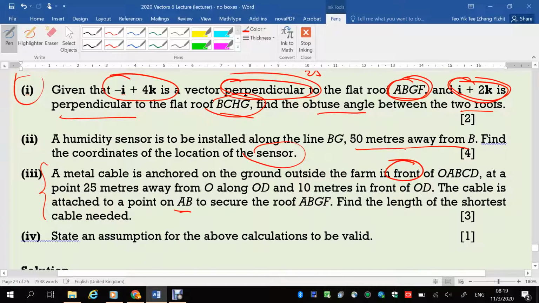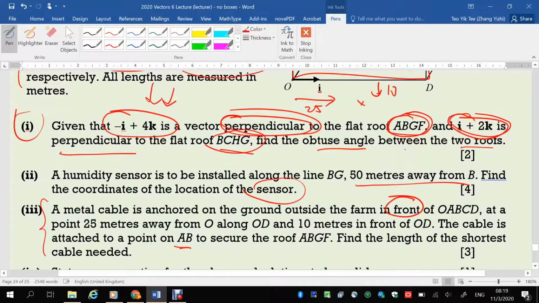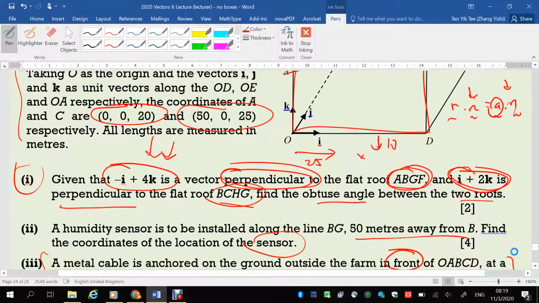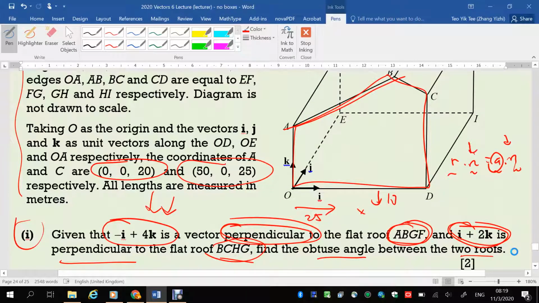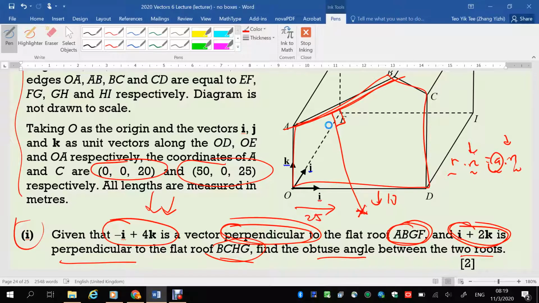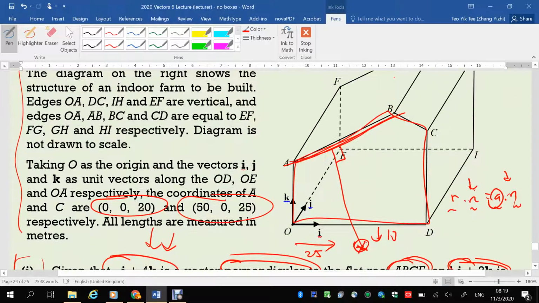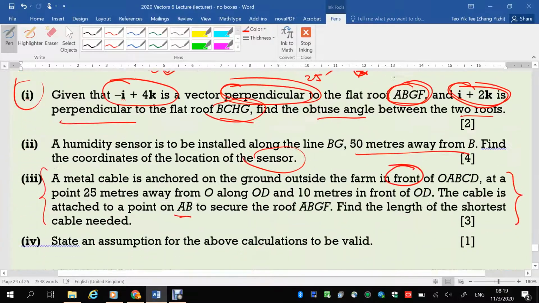And to secure the roof ABGF, we need to find the length of the shortest cable. So understand the story here with reference to the diagram. You will roughly understand that you need to find the shortest distance from this point to the line AB. This is what you need. So this question in vectors concept will be the shortest distance from a point down to a line. So go and find all the necessary information required to find this shortest distance.